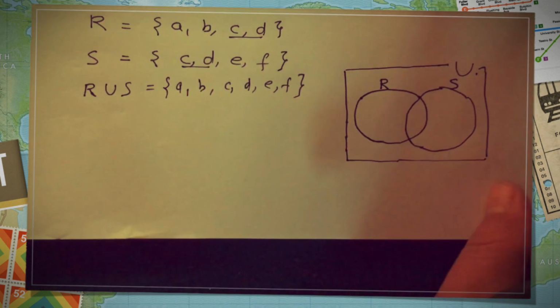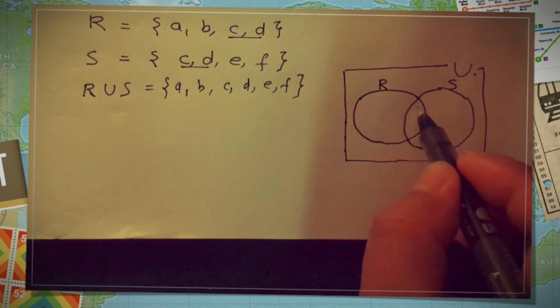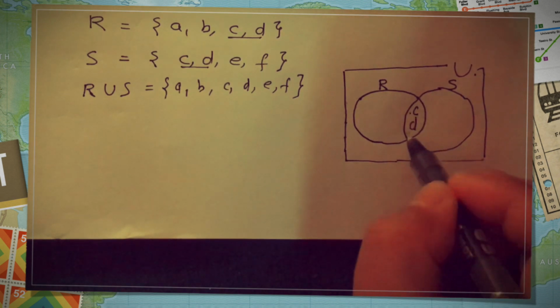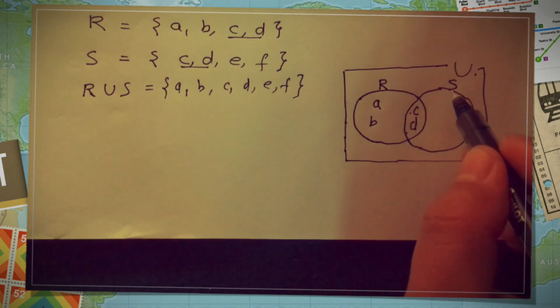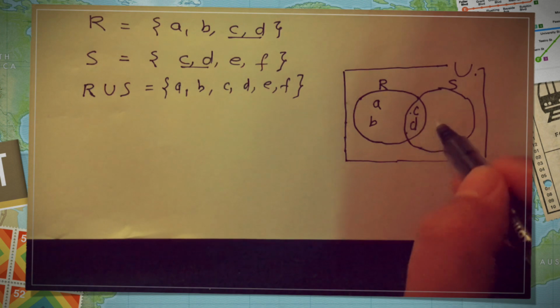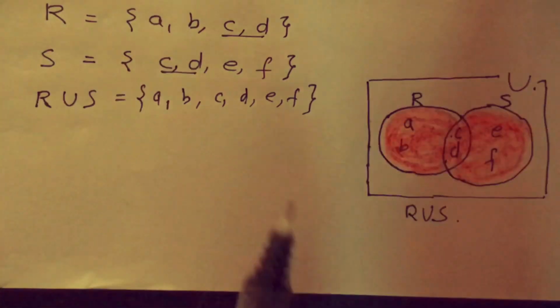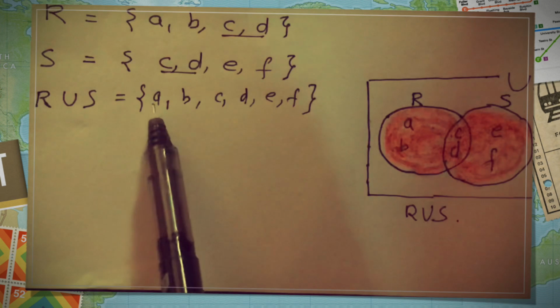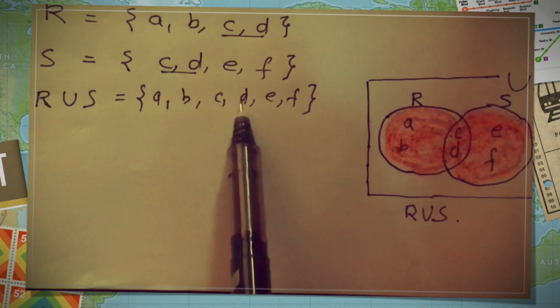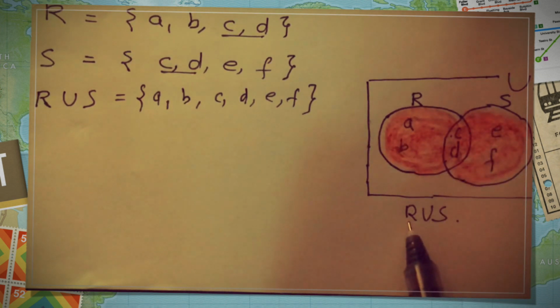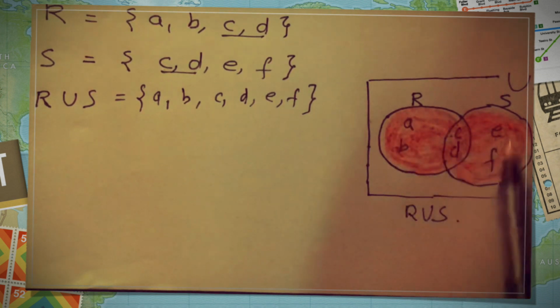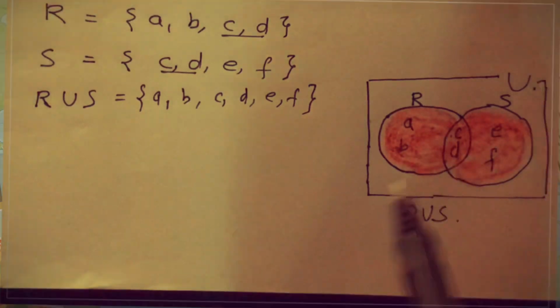And in the Venn diagram you see C and D are common, and A, B are left here, and in set S there is C, D, E, F. C, D already, so E, F. Here R union S consists of A, B, C, D, E, F. So these shaded portions are for R union S.